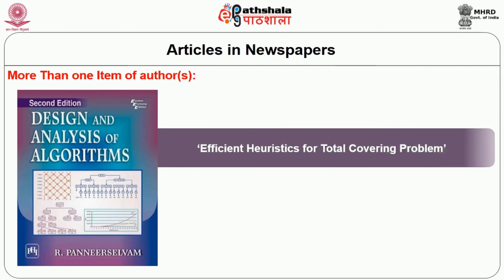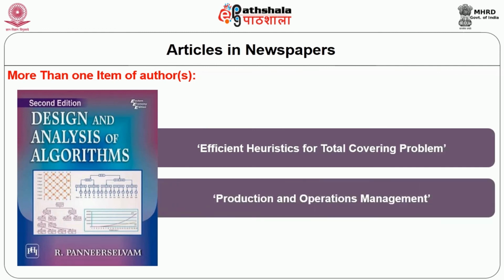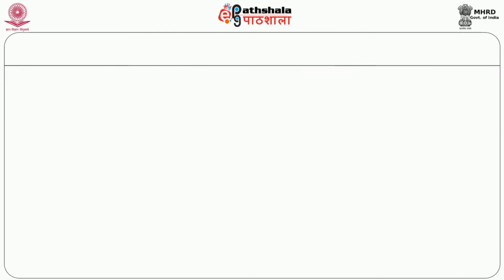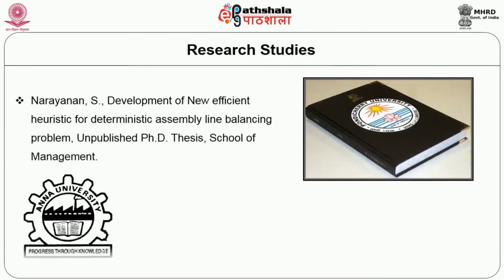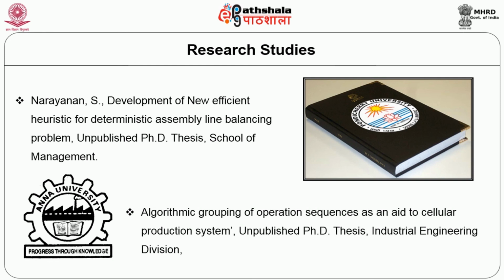Suppose there is more than one item by the same author; in that case the references must be given like this: Panneerselvam, that is the name of the author, then the title of the article, and then volume, number, year, then page number. Then research studies. Some examples are given for research studies. First, the name of the author must come, then the title of the article, then thesis, then submitted to which university, then the place, and then the year and month. Some sample references are given.